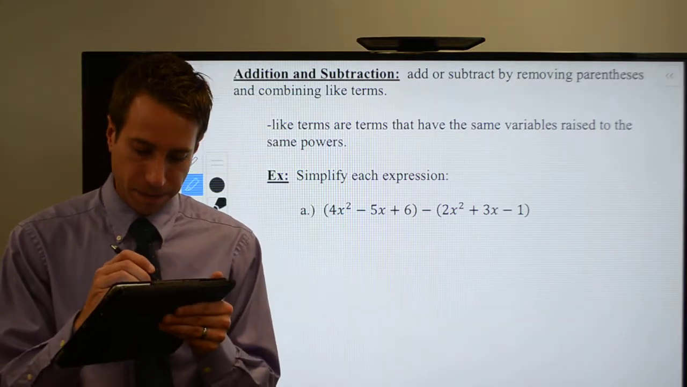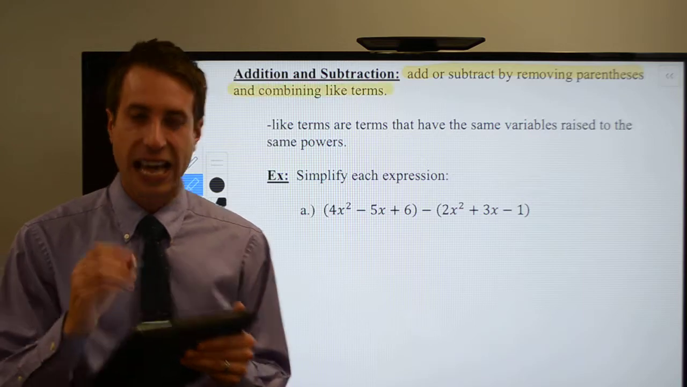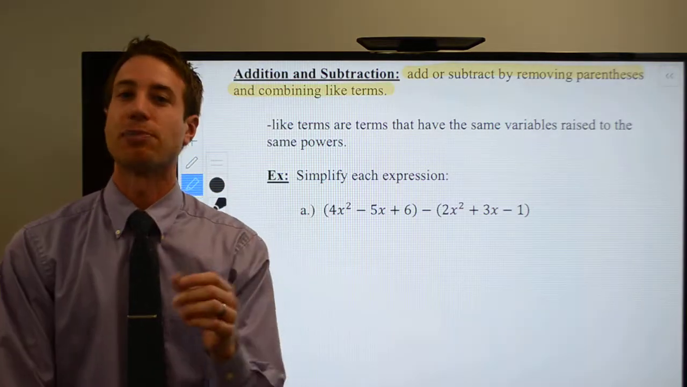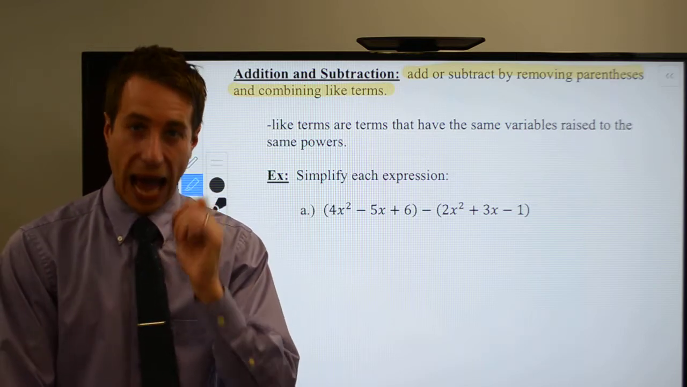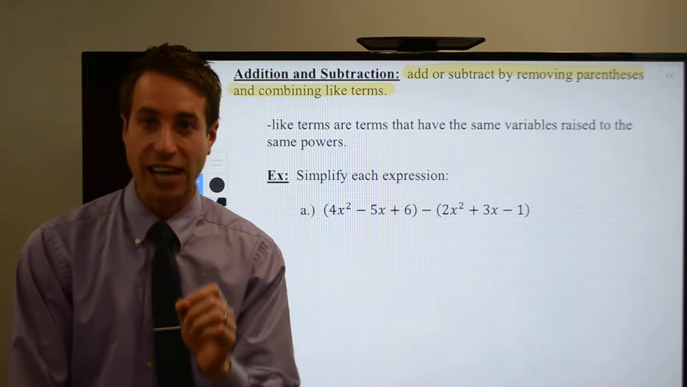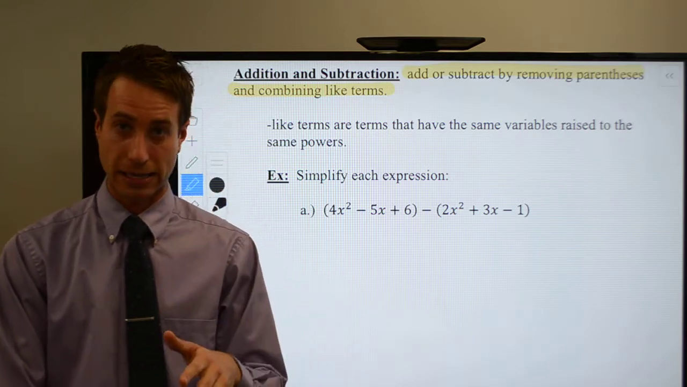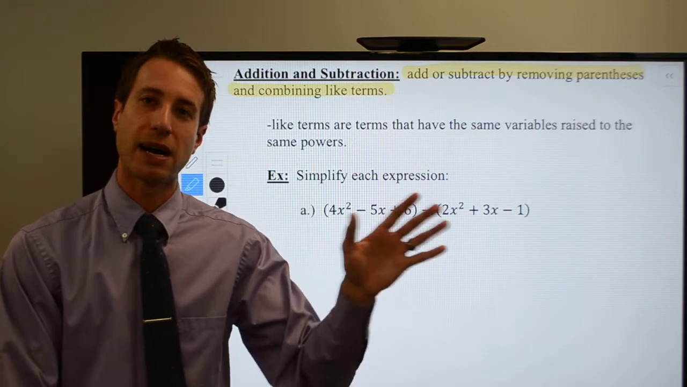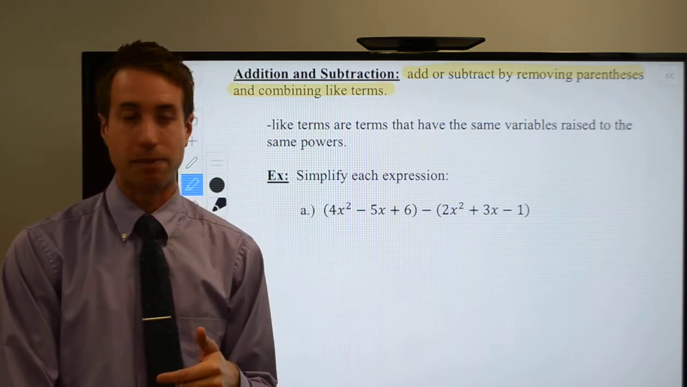Here's the way it works. You're going to go ahead and add or subtract by removing parentheses and combining like terms. The only thing I will say about this is just simply this. The most common mistake that students make when it comes to adding and subtracting polynomials is actually subtracting polynomials. You forget to distribute the minus sign. When subtracting a polynomial, you'll need to distribute the minus sign through the parentheses. Then you can combine like terms.